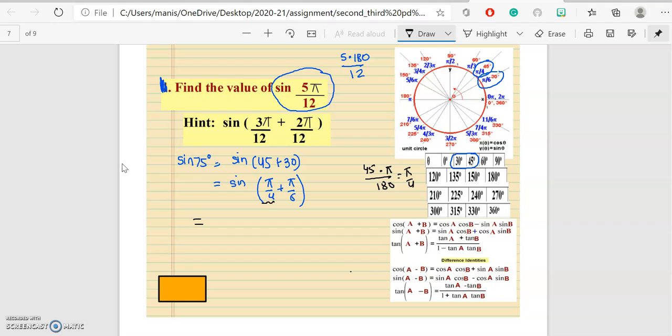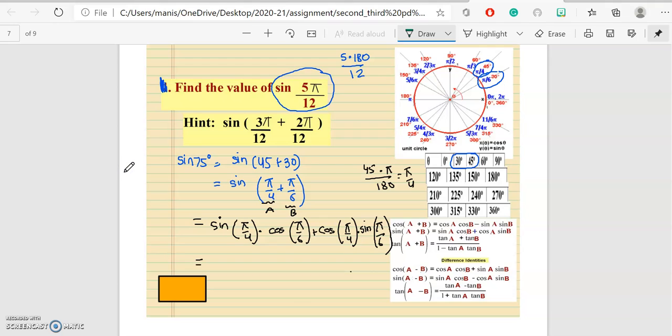Now this is my A, this is my B. So I will use the formula sine of A plus B. Sine A is sine of pi over 4 times cosine of B, cosine of pi over 6, plus cosine of A, cosine of pi over 4, times sine of B, sine of pi over 6. So let me erase this now. After this, I can type this in my calculator and I will get my answer also.